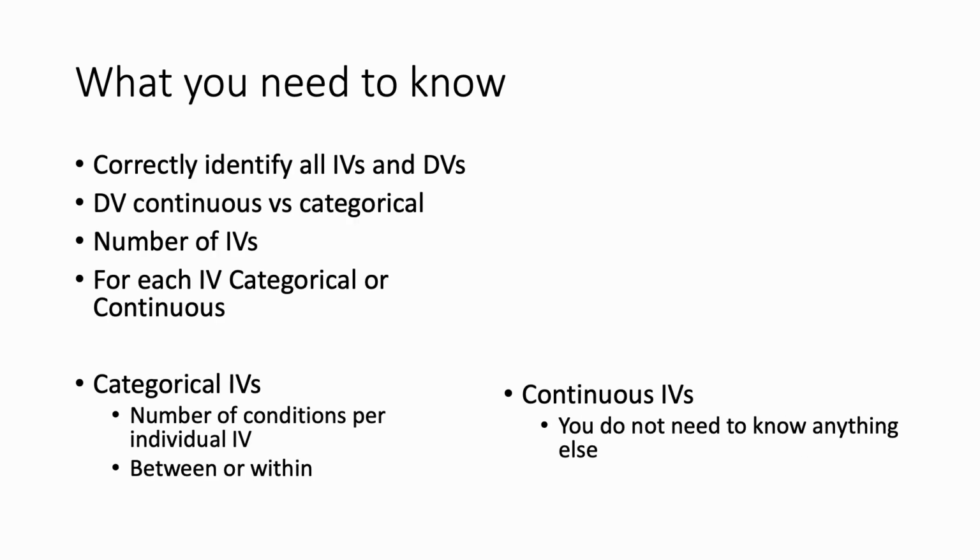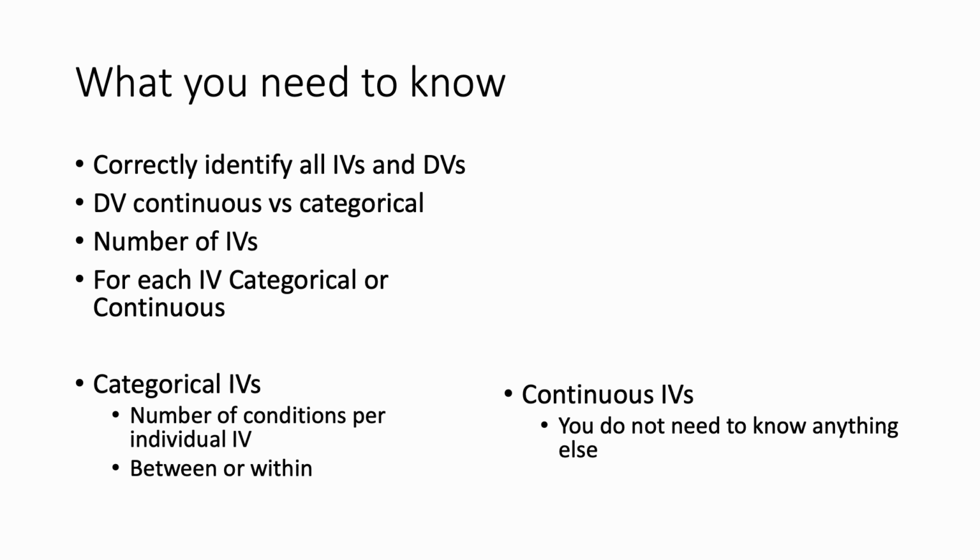Choosing the correct analysis is not that difficult. You need to correctly identify all independent variables and dependent variables. There will only be one dependent variable in my problems, but in the real world, you have to know if there is more than one. For your dependent variable, is it continuous or categorical? Continuous dependent variables are things like psychological scales, questionnaires, heart rate, numbers, things like that. Categorical are going to be things like yes or no, alive or dead, pass or fail.